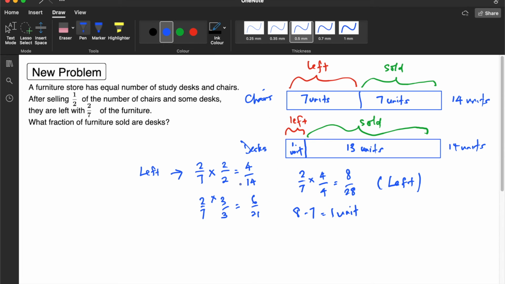Now we are ready to answer the question. We want the fraction of furniture sold that are desks. We can see here the total number of units for the sold is actually 13 plus 7, or 20 units. Out of these 20 units, 13 are actually desks. So the final answer will be 13 over 20.